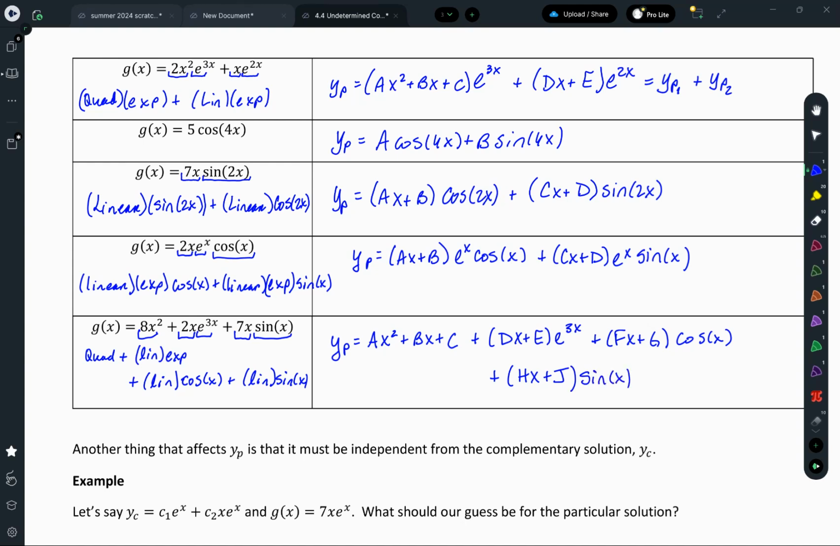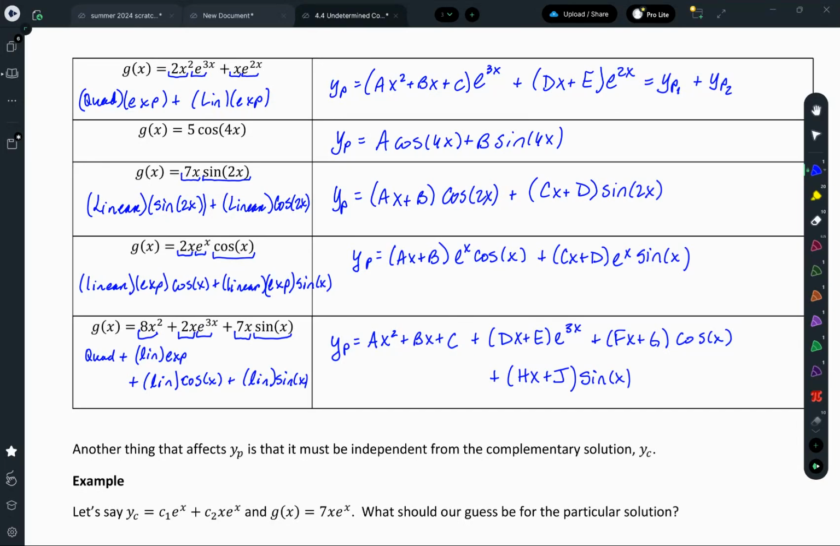So this one's a really horrible one. It's very long. Fortunately, we don't have to do anything with it. This exercise was merely to show you how we make our guess. So anytime you come across a non-homogeneous differential equation and you get to the part where you're trying to set up your particular solution, your first step is to look at your non-homogeneous term and decide, based on it, what should y sub p look like.